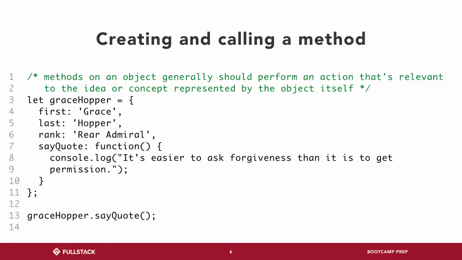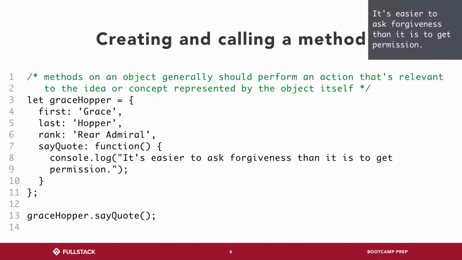So we can access it in the same way. It's by dot notation, say quote, or we could even do bracket notation if we stringified, say quote. And once that evaluates to the function, we can then invoke it with the parentheses. And it logs out to the console. It's easier to ask forgiveness than it is to get permission.